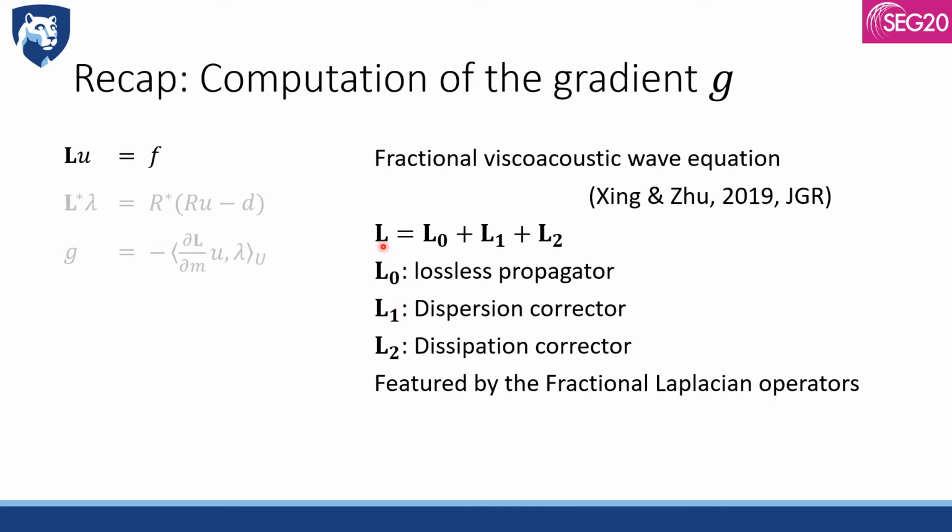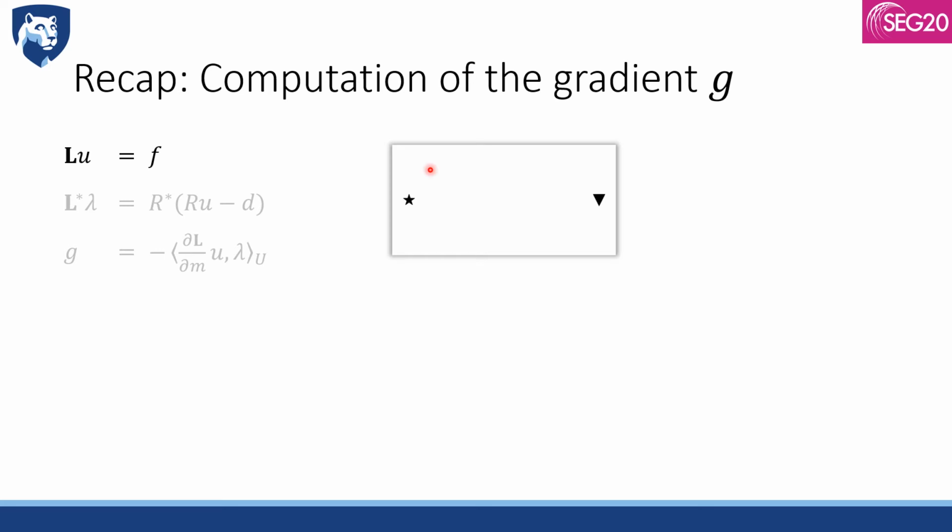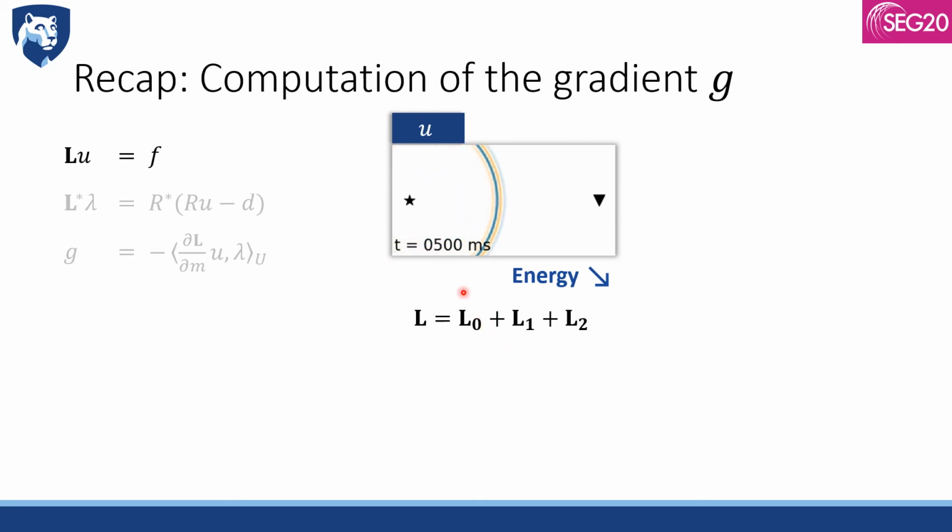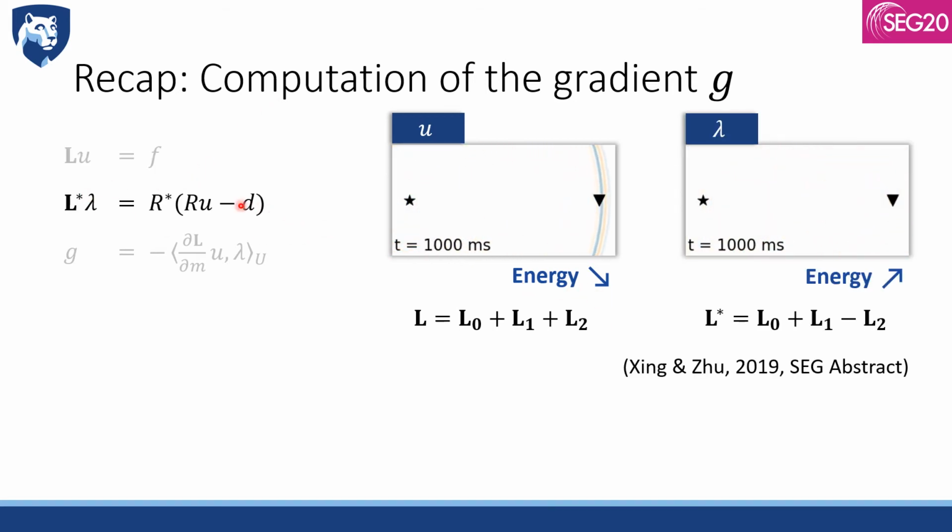In this study, we use the fractional viscoacoustic wave equation. I'm not going into too many details about this equation and just present it in this abstract form. In this equation, the wave propagator L can be decoupled into 3 terms: L0, the classic lossless acoustic propagator, L1, the dispersion character, and L2, the dissipation character. This wave equation incorporates the seismic attenuation using L1 and L2, which are featured by the fractional Laplacian operators. For example, in the 2D model, we have a source and a receiver. Using this equation, we can simulate the forward wave field with the propagator L. We have the dispersion captured by L1 and the dissipation captured by L2, which leads to the reduction of the total energy.